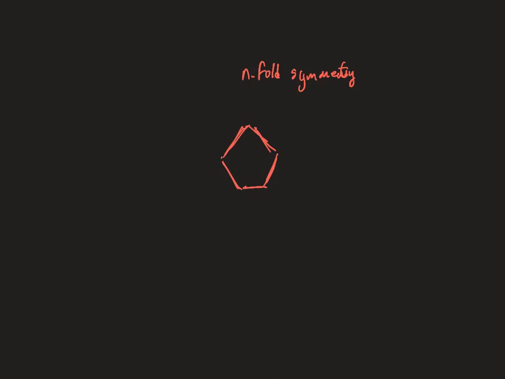pentagon, right? 5 sides. n-fold symmetry. Well, if I were to fold along that line, it would have symmetry. Fold along that line, it would have symmetry. Fold along that line, it would have symmetry. So going from each one of the vertices, you're able to find a fold symmetry.